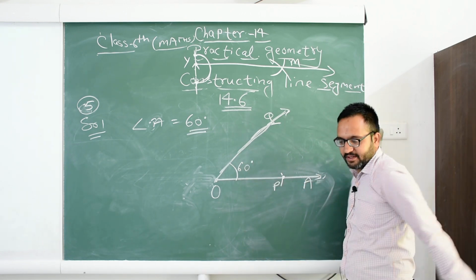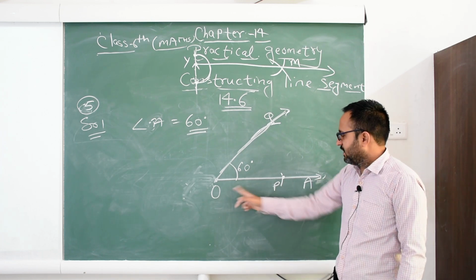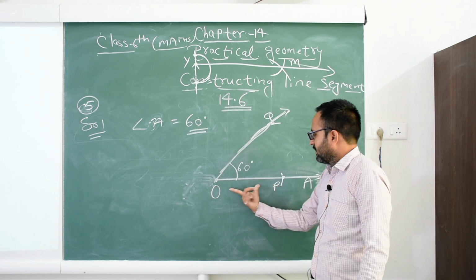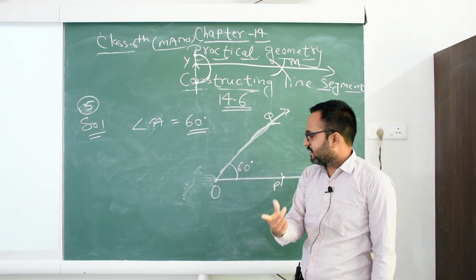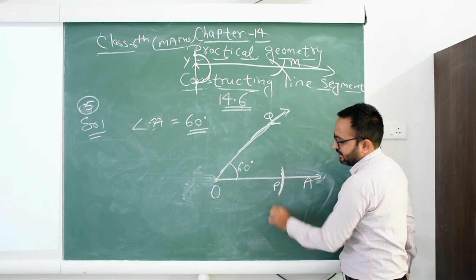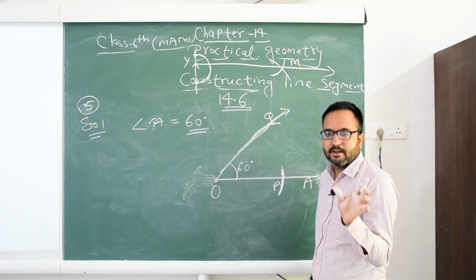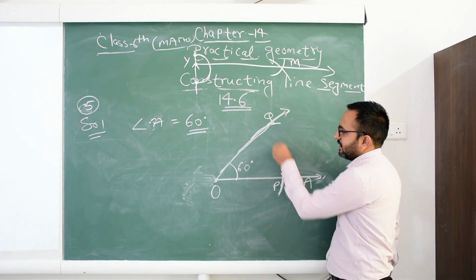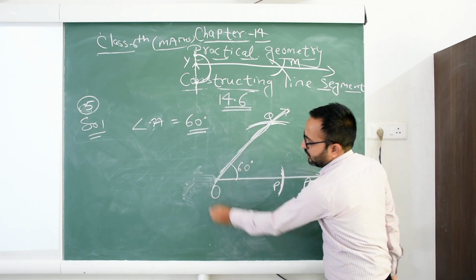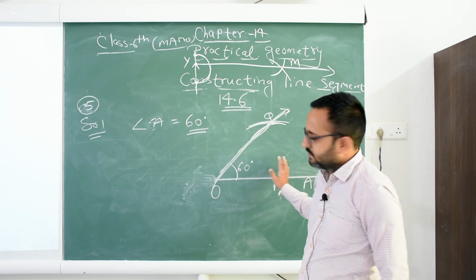Once again I repeat, first we take OA as a ray, and O is the center. We take a sufficient and required radius and cut an arc here. Now without disturbing the compass, P as a center, cut an arc here, and join O and Q. So this is your angle 60.